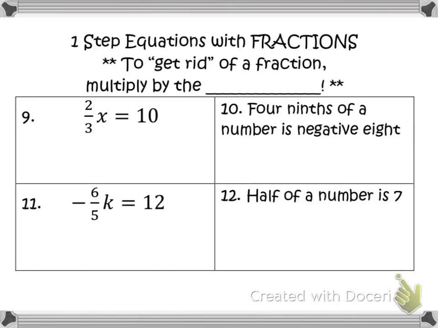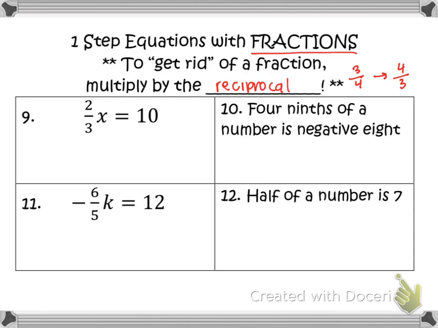We have made it to the last set of problems for this lesson, and it is focused on fractions, everyone's favorite. If you want to get rid of a fraction, all we need to do is multiply by the reciprocal. And if you forgot what a reciprocal is, it's basically flipping a fraction around. For example, you could have 3 over 4, and the reciprocal would be 4 over 3. You're just flipping it over.